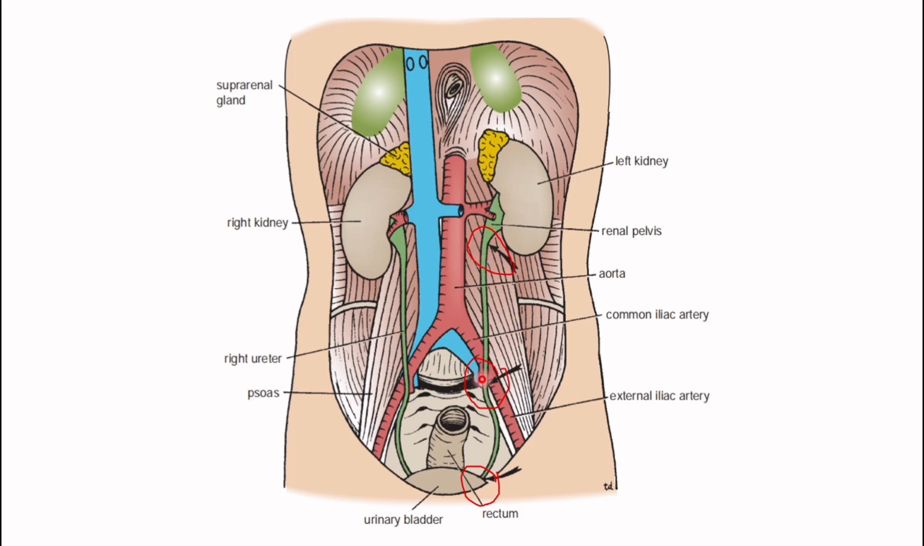Then the second site will be here. Okay, it will be here at the level of the what? The pelvic brim. As the ureters are now trying to enter into the true pelvis, there's another kinkiness or a constriction, another site of ureteric stones. Then another site will be when now the ureters are entering into the posterior surface of the bladder.